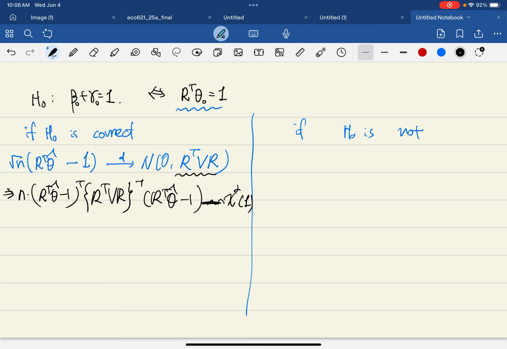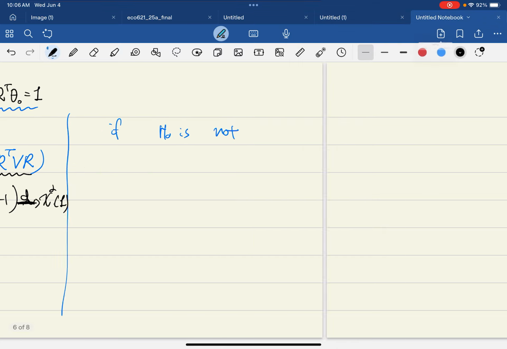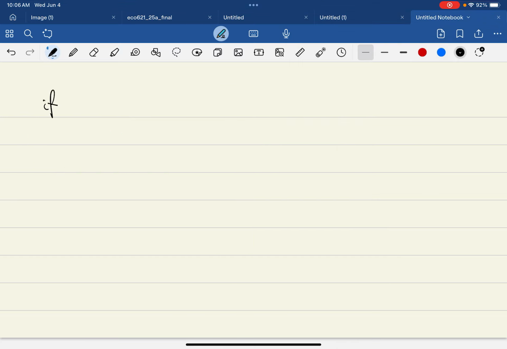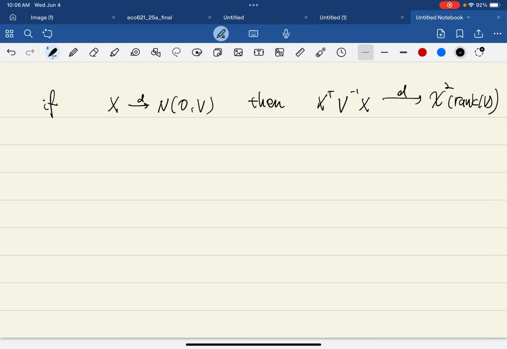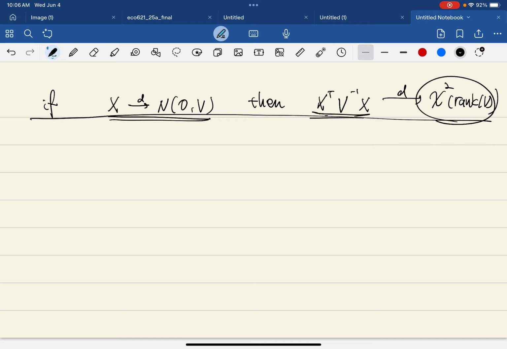Converging in distribution. Maybe I should have reminded you of this. Remember, if a random variable x converges in distribution to a normal distribution 0, V, then x transpose V inverse x converges in distribution to chi-square with rank of V degrees of freedom. So this was the definition of chi-square. When you have a normal distribution, then the variance-inverse-weighted quadratic form is chi-square.